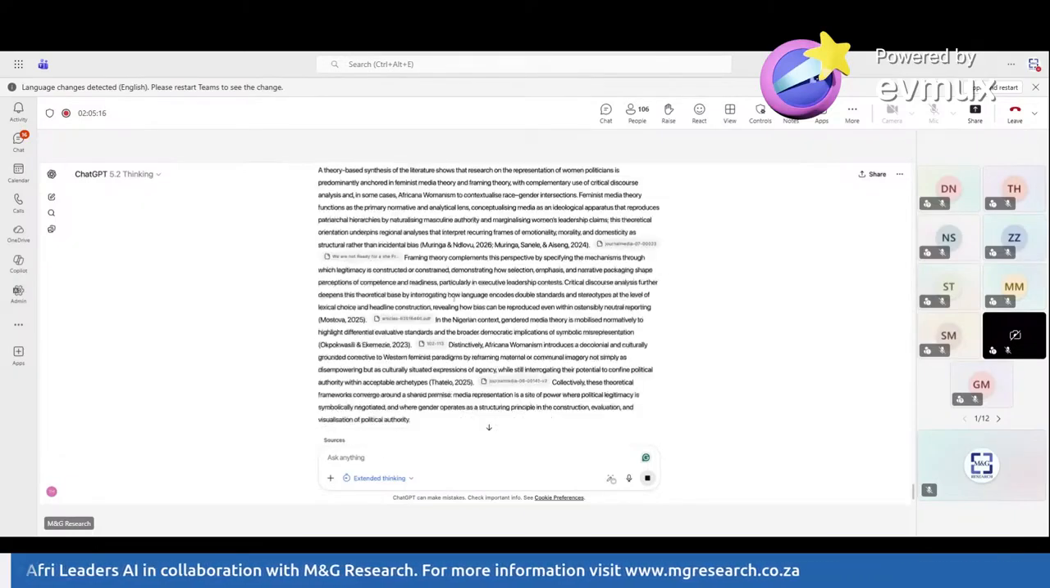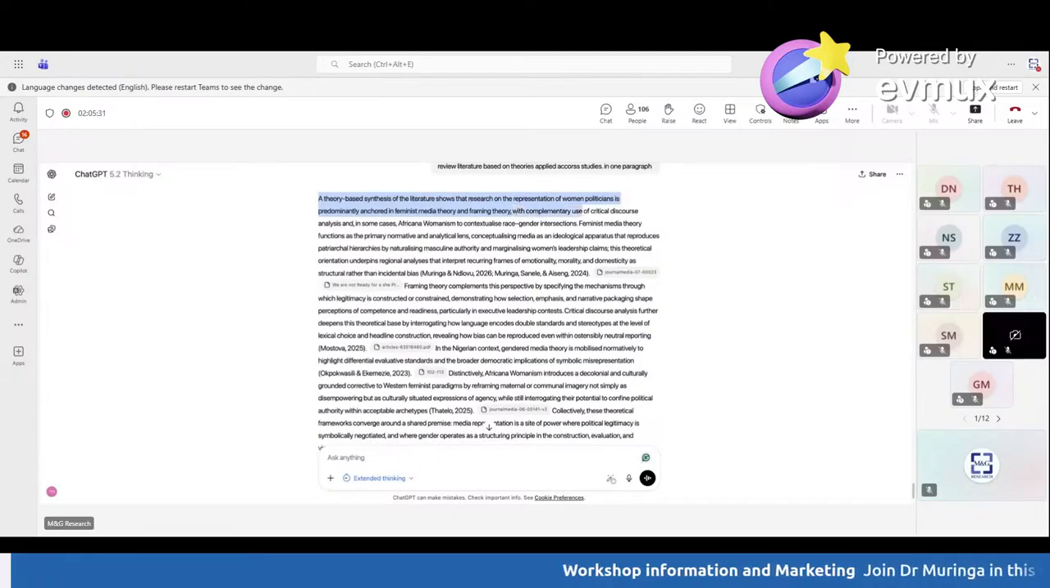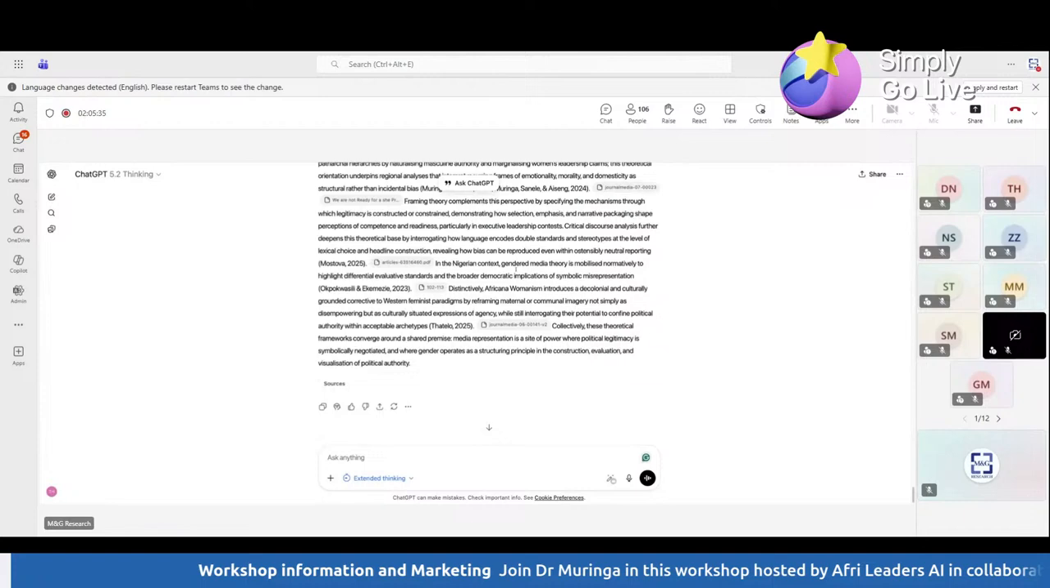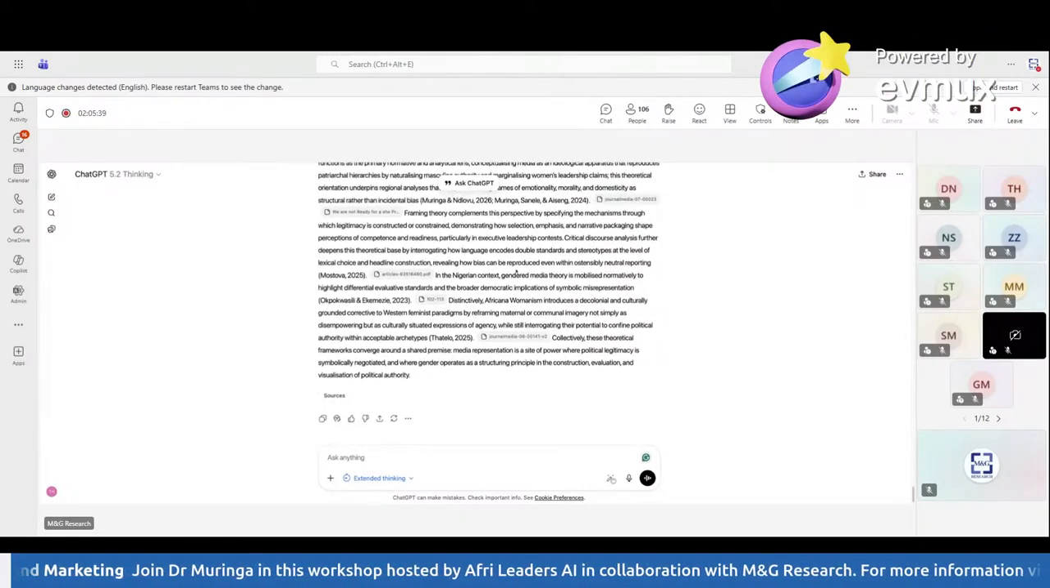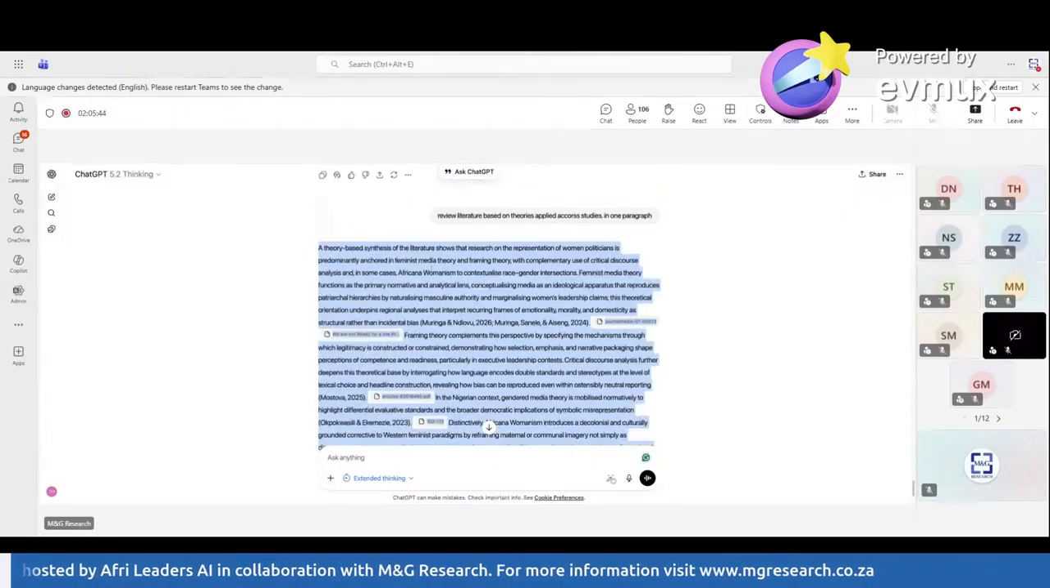So this will be a paragraph that is focusing on theory. A theory-based synthesis of the literature shows that research on the representation of women in politics is predominantly anchored in feminist media theories and framing, with complementary use of discourse analysis, right? Then we go on and on, right? Colleagues, this is a synthesized literature review that is theory driven, right?